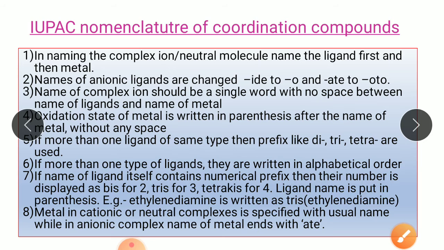The eighth point is that the metal in cationic or neutral complexes is specified with its usual name, while in anionic complexes the name of the metal ends with ATE. So if the complex is cationic or neutral, the name of the metal is not changed. But if the complex is anionic, the name of the metal is changed and it ends with ATE.